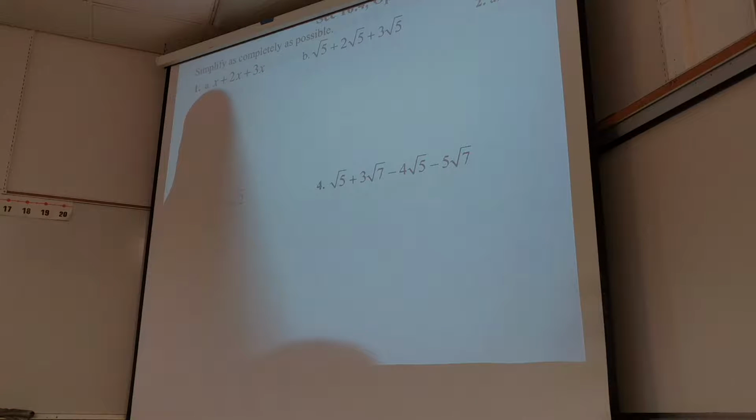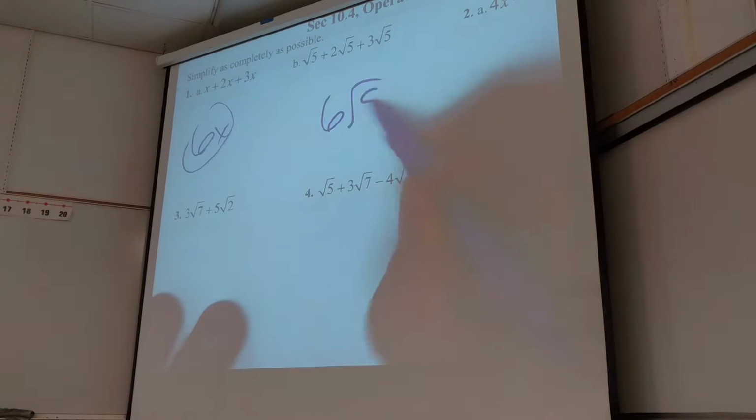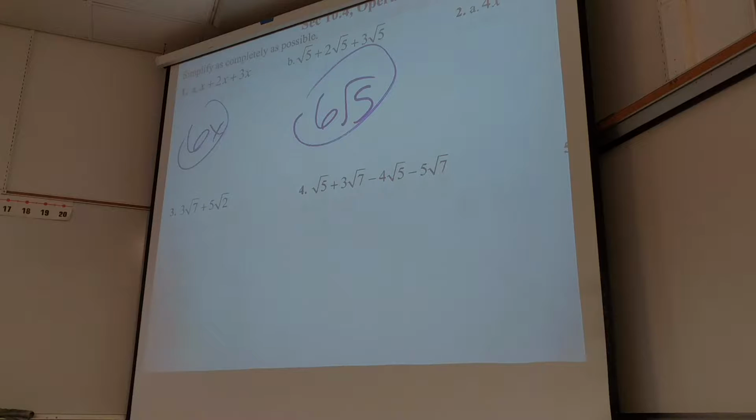So 1x plus 2x plus 3x is remarkably 6x. So 1 rad 5 plus 2 rad 5s plus 3 rad 5s is 6 rad 5s. Does everybody see how those are the same problem? Just in part B, I'm like, oh, let x be the square root of 5. So it's going to work exactly the same way.